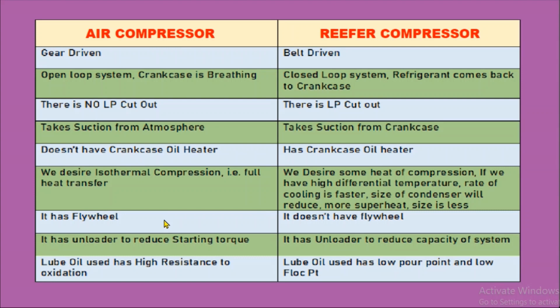Another important point is air compressor has a flywheel while the reefer compressor does not have a flywheel. Air compressor has an unloader to reduce the starting torque of the air compressor so as to reduce the electrical energy during the starting of the air compressor. This is why the unloader takes its charge, while the unloader in reefer compressor is to reduce the capacity of the system. Hence it is a capacity controller unloader, and here it is the unloader for reducing starting torque.